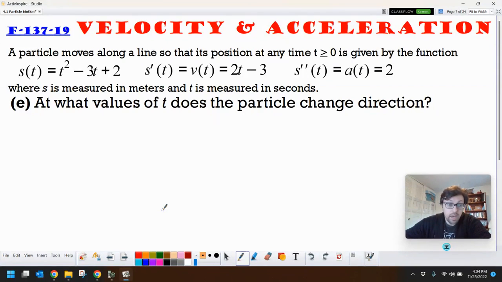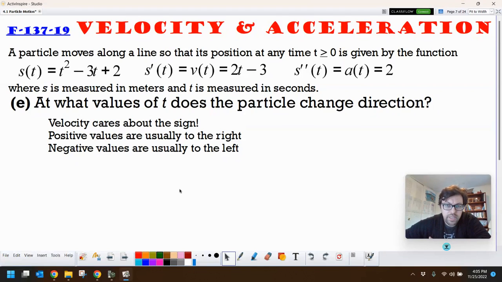In part E, we need to figure out when the particle changes direction. Now, an important thing about velocity is velocity cares about sign. If we're positive, we're heading in one direction, usually to the right. If we're negative, we're heading towards the left. The times that it wouldn't be is if, in the context of the problem, it's saying, oh, it's a boat traveling north versus south.